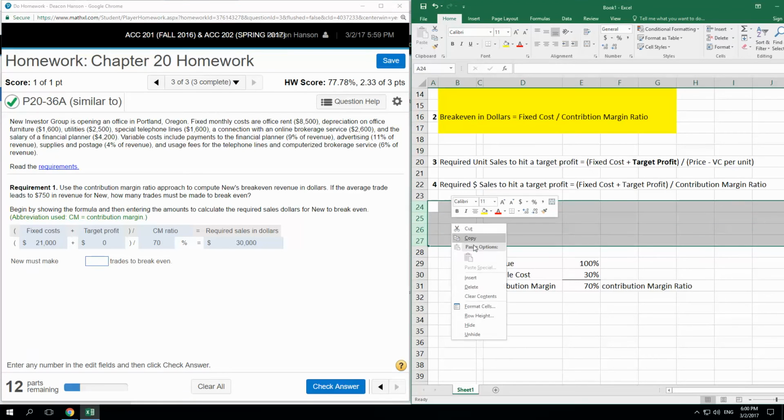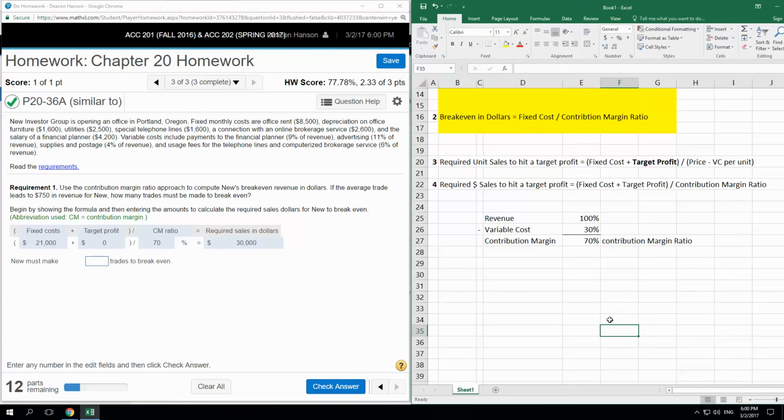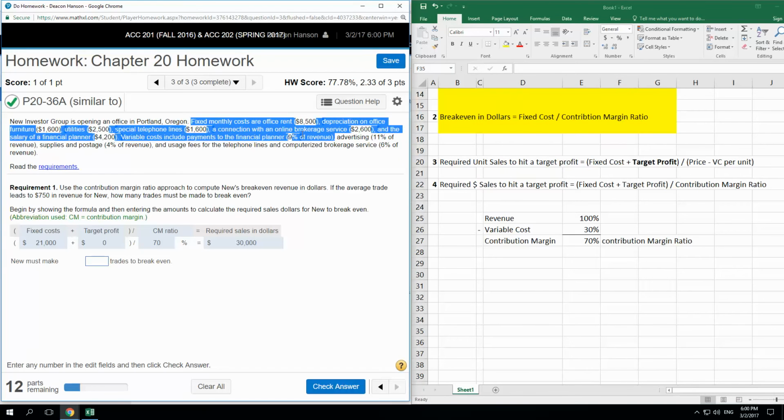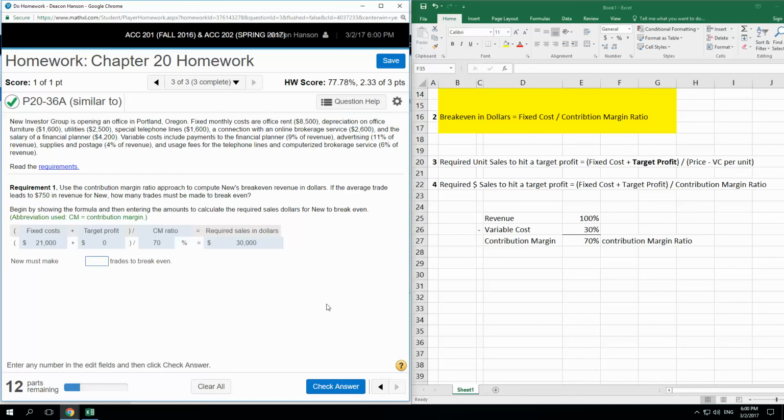Wait, the fixed costs is all of those numbers, right? They're not variable costs, your office rent, your furniture, utilities. It actually tells you up here. Those are your fixed costs.